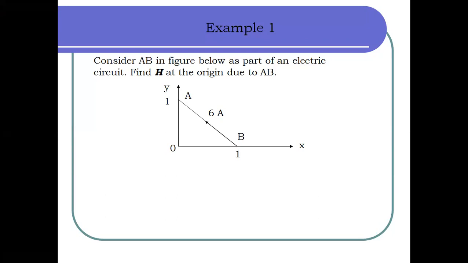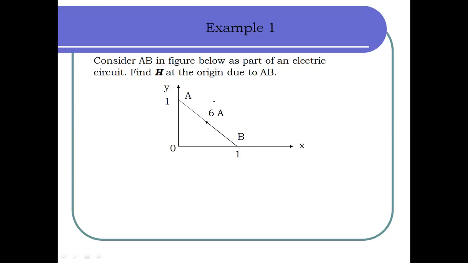In this example number 1, we are given a line current in the form of an AB line, with a magnitude of 6 ampere. The starting point of this current is at point B and it ends at point A. The coordinate for B is (1, 0), and the coordinate of A is (0, 1). So this is a two-dimensional problem, and we can just have X and Y axes.